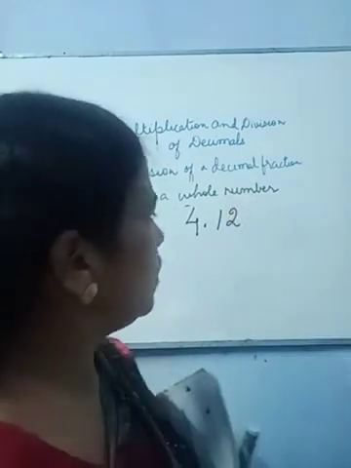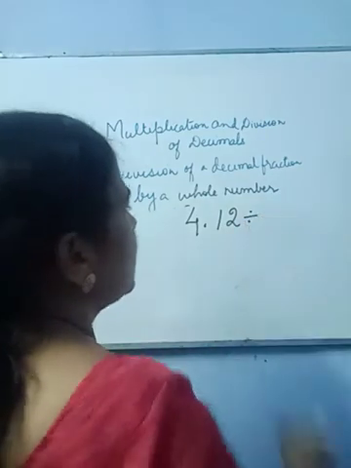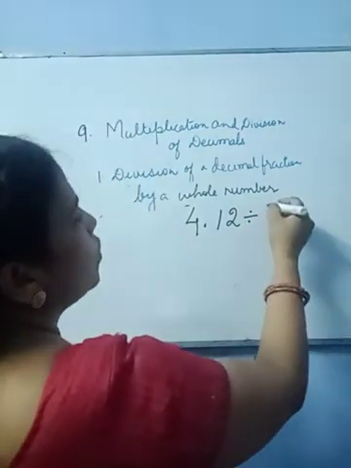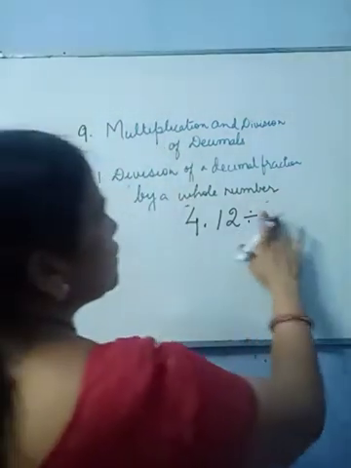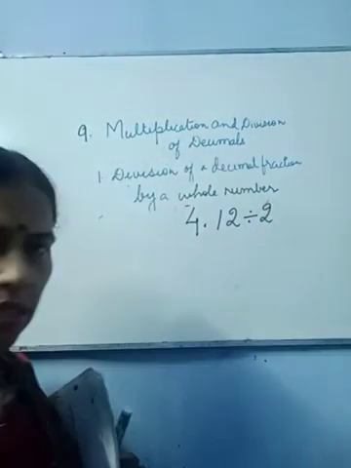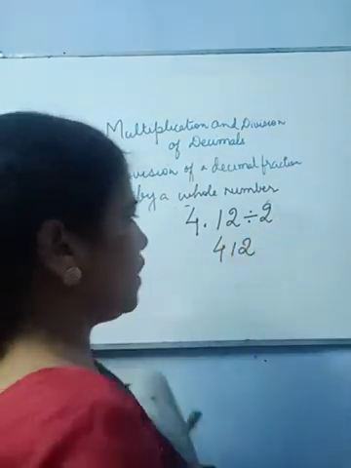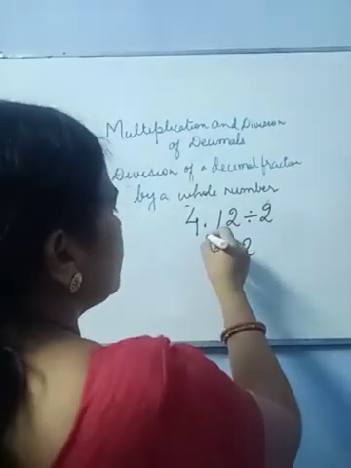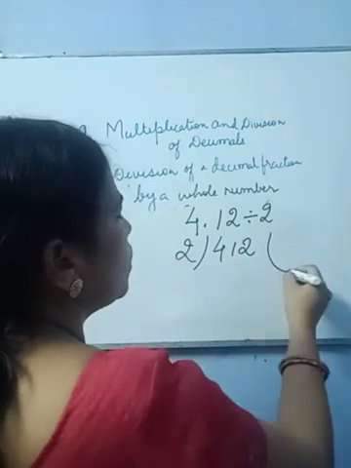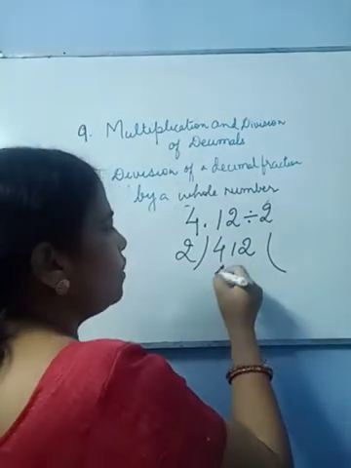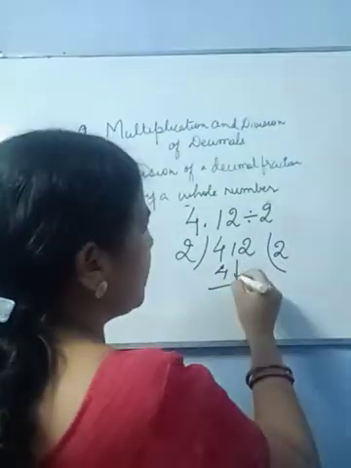4.12, okay, 4.12. Now we will divide it by 4, or let us divide it by 2. Okay, let us see, divided by 2. Now see, this is 412. As I told you, take it without the decimal point, and then divide by 2. What do we get? 4. How many times? 2 times. Okay, then 1 we bring down.